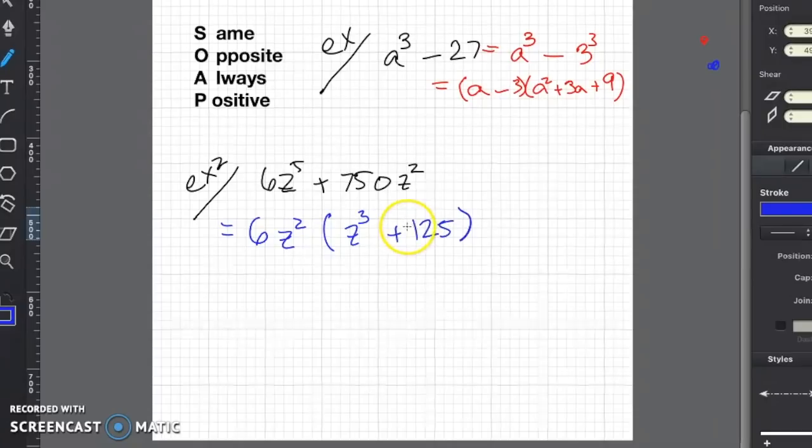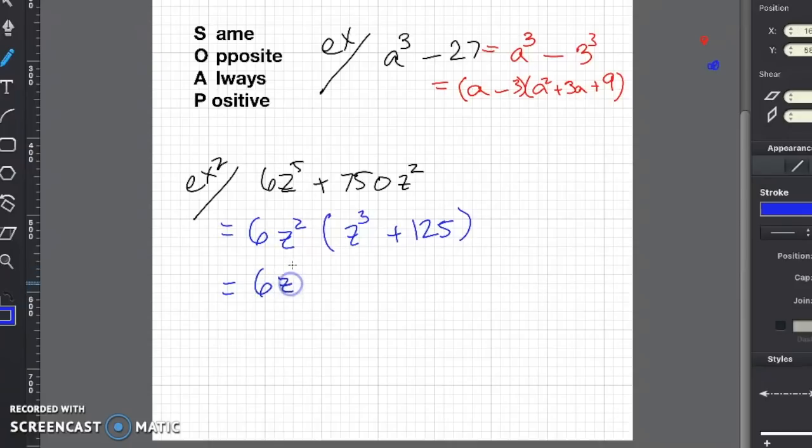And again, I should always check this. So if I go back, I can redistribute, and I should end up here. So 6z squared times z to the 3rd power gives me 6z to the 5th. That checks out. I distribute it back to here. That gives me 750 z squared, right? So I can check that. 125 times 6z squared is going to give me 750 z squared, which is true. Okay. Now we're getting somewhere.